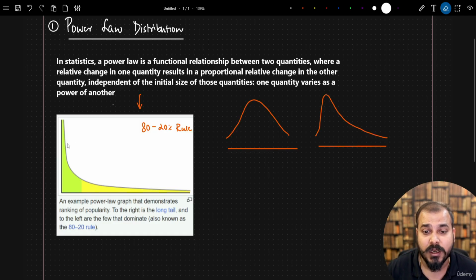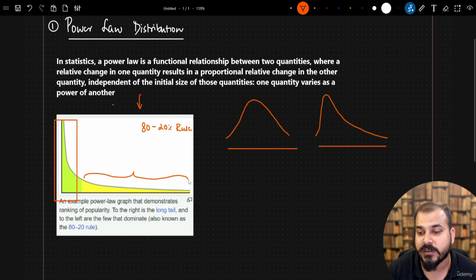Now with respect to this particular variable, you can see that it takes up 20% of this entire area, and the remaining will be this 80% of the entire area. So this is how the relationship looks. To the right, we specifically call it a long tail, and to the left, there are a few that dominate, so it is also known as the 80-20% rule.